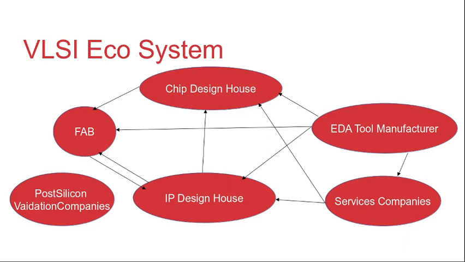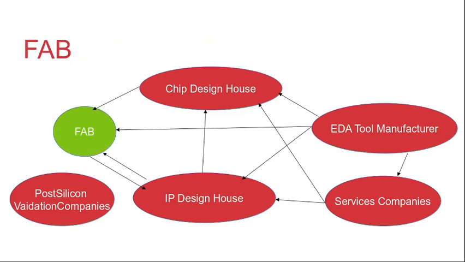Here is what I am going to say about the VLSI ecosystem: what companies are there, how they function, and how they interact. Here you can see a lot of encircled names like fab, chip design house, EDA tool manufacturer, services companies, IP design house, post silicon validation companies, and a lot of arrows going from one direction to another. This means that these things are well interconnected. So let's begin.